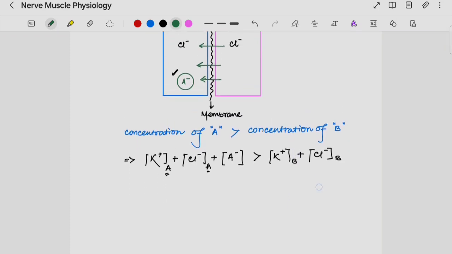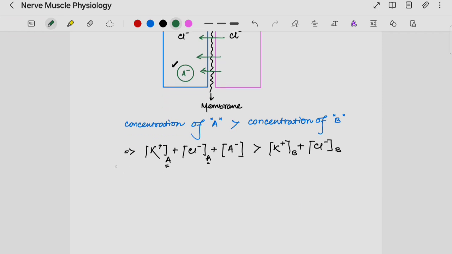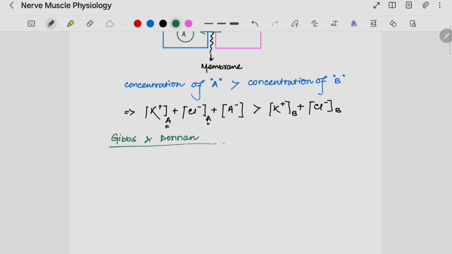And there are two scientists, Gibbs and Donnan. They put it in a mathematical equation. This says that potassium in compartment A by potassium in compartment B is equal to chloride in compartment B by chloride in compartment A.